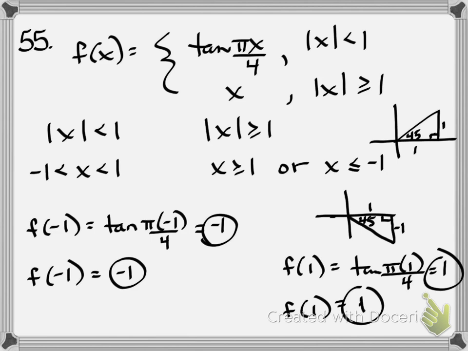And since those are the only issues, then it is continuous. All right. Next, we'll do number 57, it looks like.